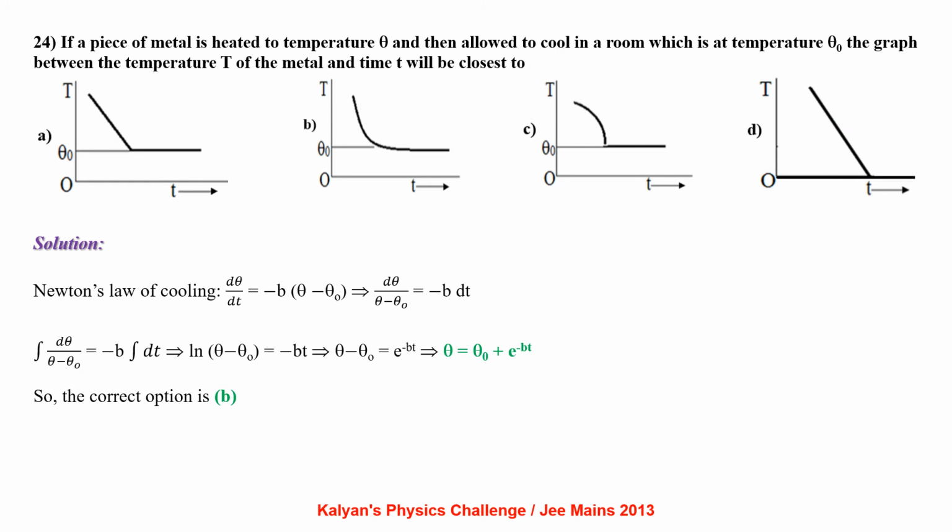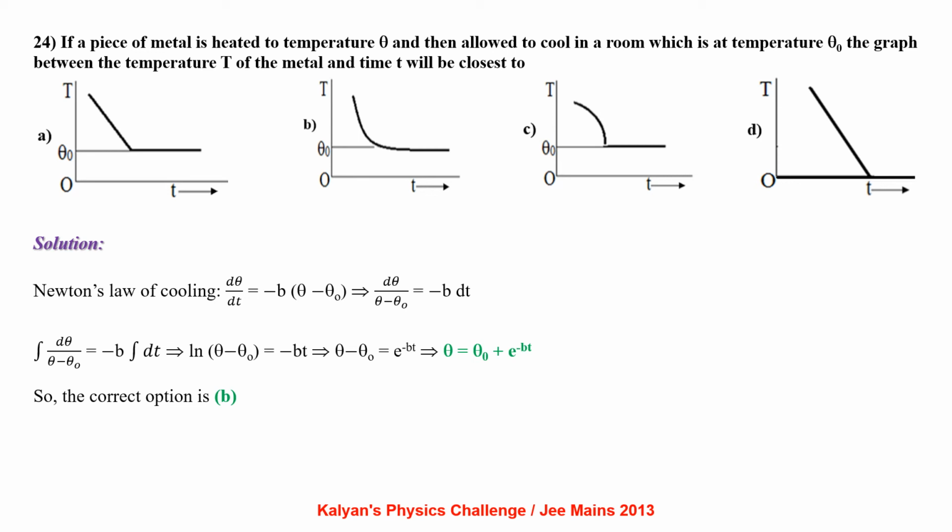If a piece of metal is heated to temperature theta and then allowed to cool in a room which is at theta naught, the graph between temperature of the metal and the time t will be close to. Applying Newton's law of cooling, d theta by dt equals minus b times (theta minus theta naught). That is d theta by (theta minus theta naught) equals minus b dt.